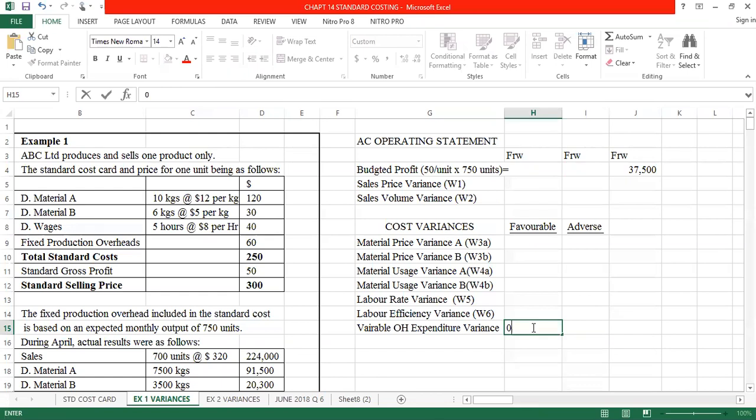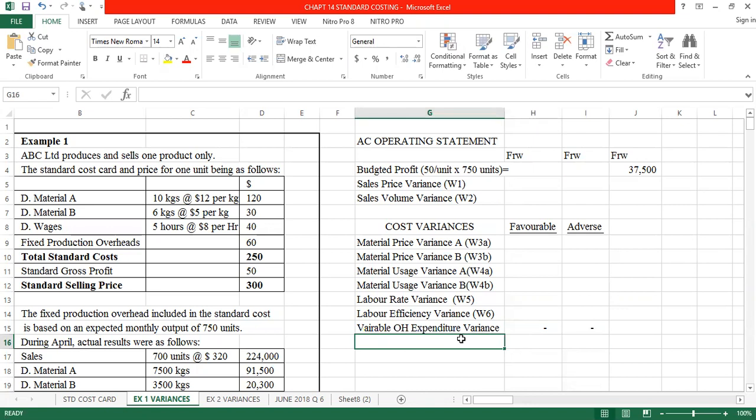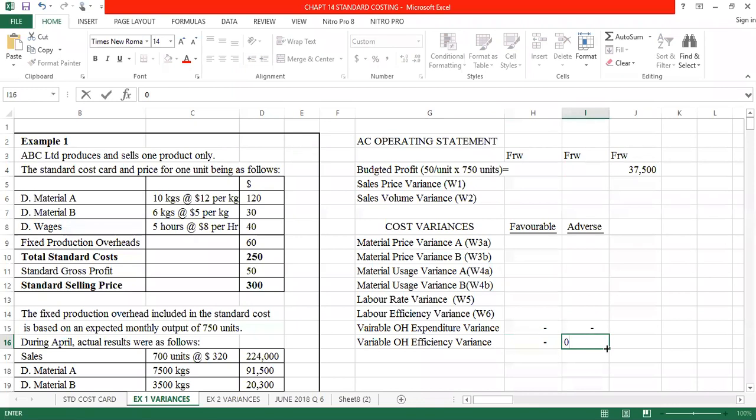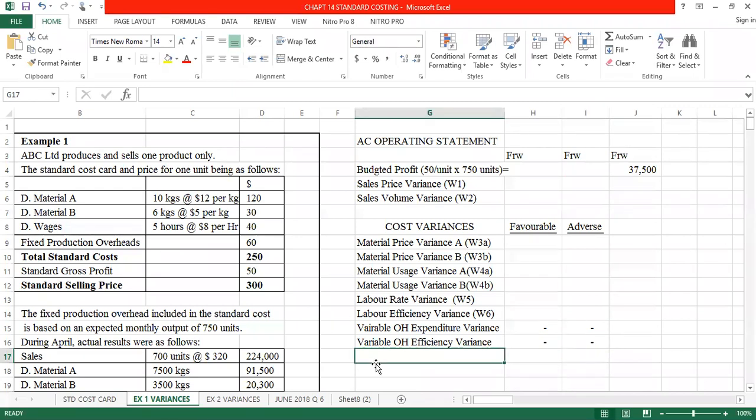Sorry, it is 0. So I think 0 is easier to write. So it is 0. Next, we have variable overhead efficiency variance. In another question, it will be there, but in this case, again, it is not there. It is 0 because we were not given it in the question. You see, there is nothing written as variable. It is materials, labor, fixed. There is no variable overhead. Next, fixed overhead expenditure variance, working 7.